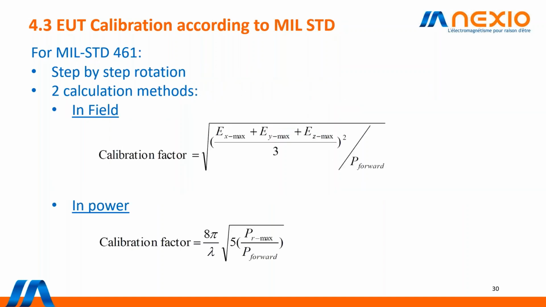The Mil STD offers two methods of calibrating the chamber with the equipment: the field or power method. For the two methods, it's necessary to calculate a calibration factor which will be used for the calculation of the required power. BAT-EMC allows you to use both methods.